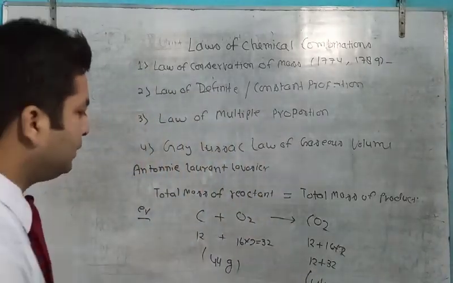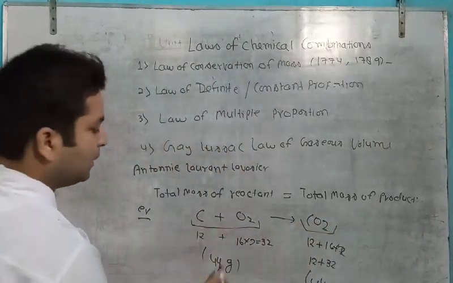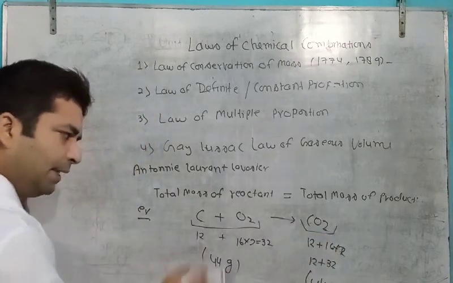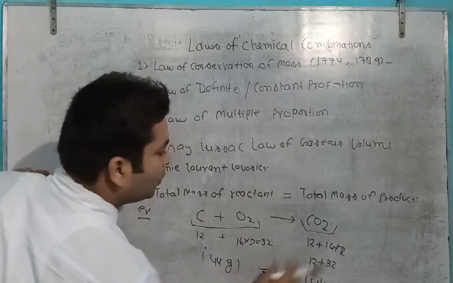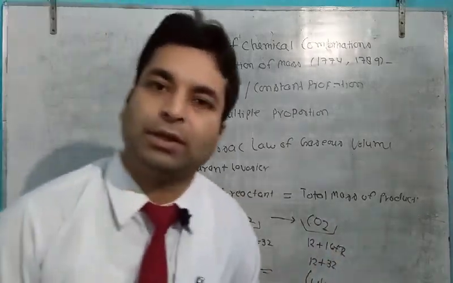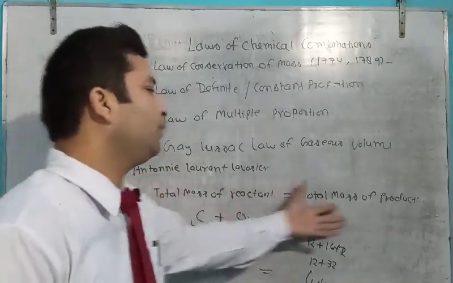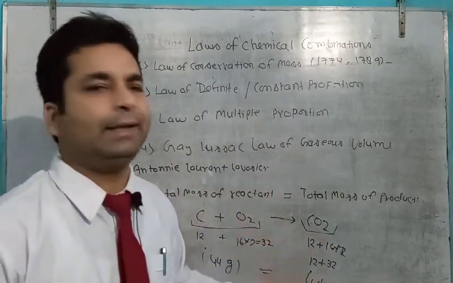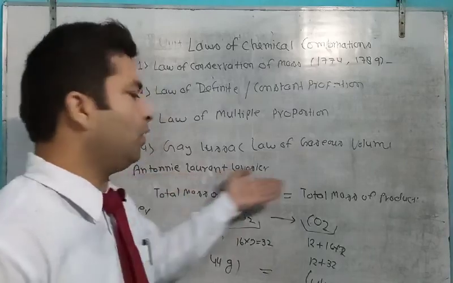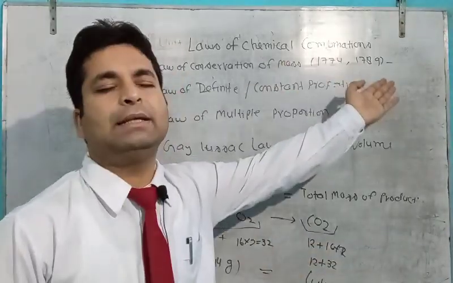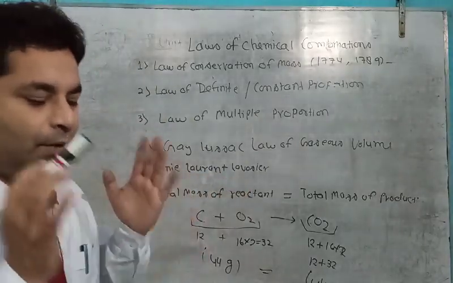Here carbon and oxygen are the reactants and carbon dioxide is the product. We notice that the total mass of reactants is equal to the total mass of the product. So this law says that in a chemical equation, the total mass of products should be equal to the total mass of reactants. This law was given by Antoine Laurent Lavoisier in the year 1774, and he is also called the father of modern chemistry.